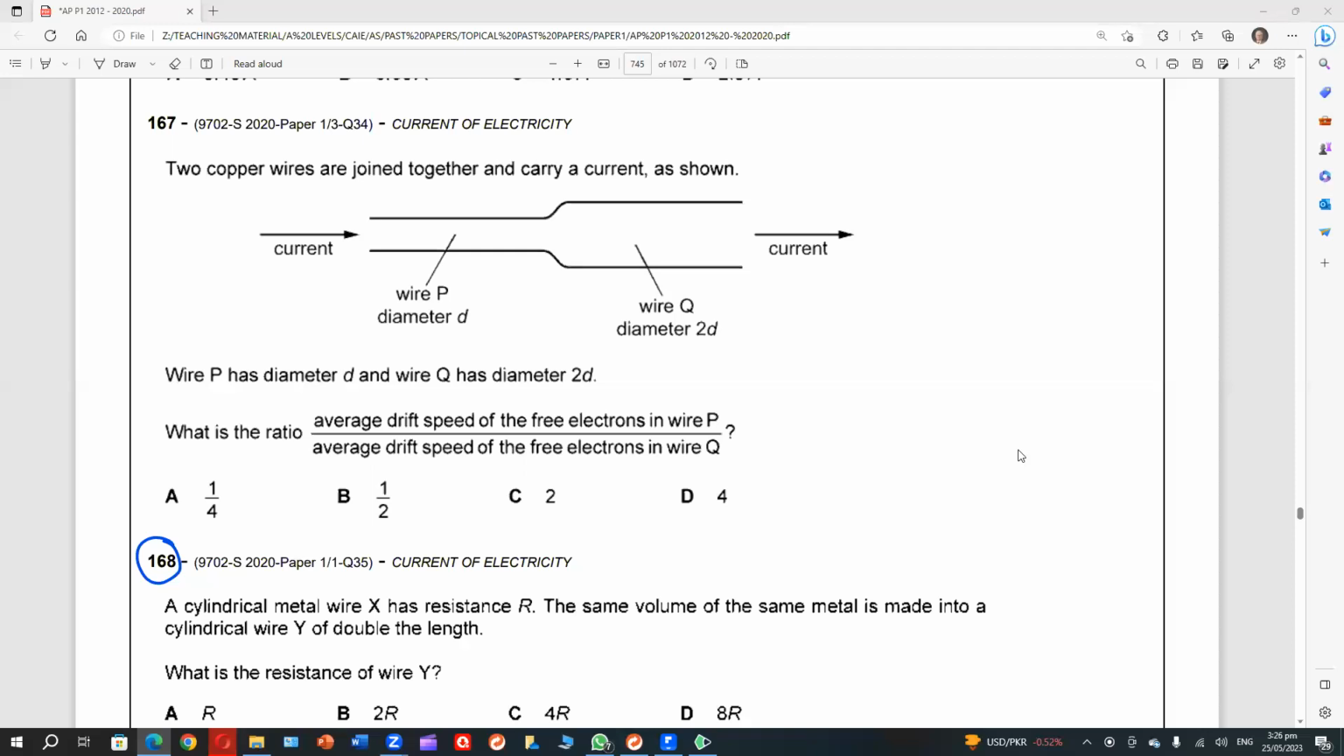Two copper wires are joined together and carry a current as shown. Wire P has a diameter D and wire Q has a diameter 2D. What is the ratio of average drift speed?